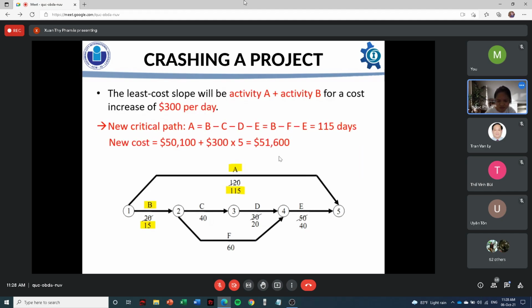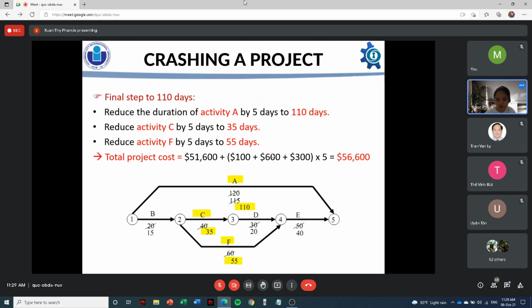Next slide, please. So the new critical path is still the same, which has 115 days. For the new cost, we take the cost of the previous stage plus the additional cost multiplied by the number of days cut, which is 5 days, and we get the new cost here. However, we have not reached the goal of 110 days. So we need to crash the project again.